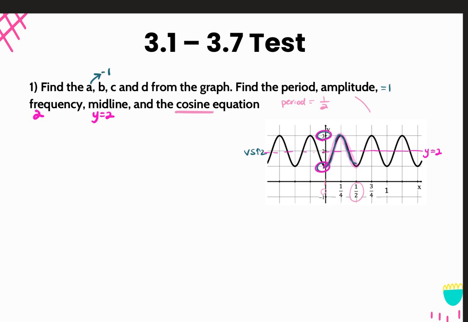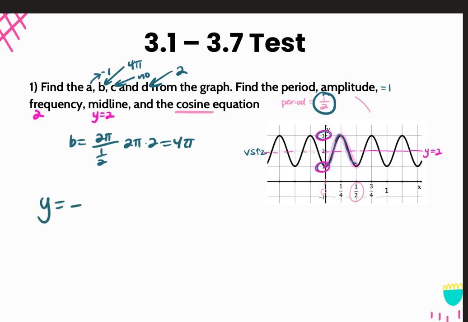So A, your amplitude, is 1, but it's going to have a negative sign because it's a reflection. The period is 1/2, so B would be 2 pi over that. 2 pi times 2, which is 4 pi. There is no C because there's no phase shift, so C would be 0. And we just said D is our vertical shift, which is also the midline, which is positive 2. So I get y equals negative cosine 4 pi x plus 2.